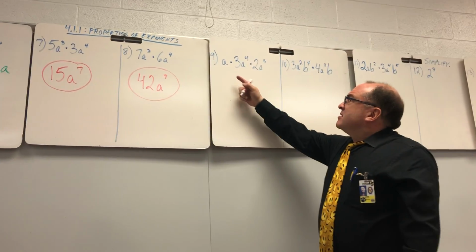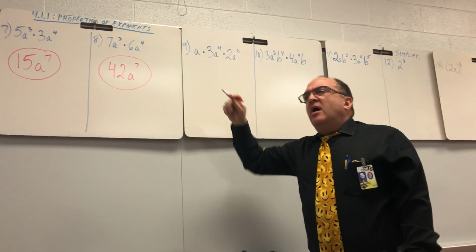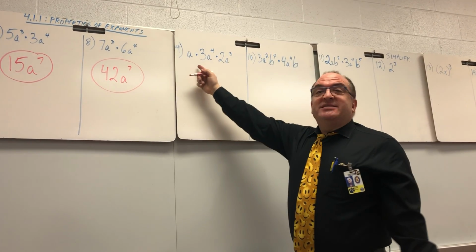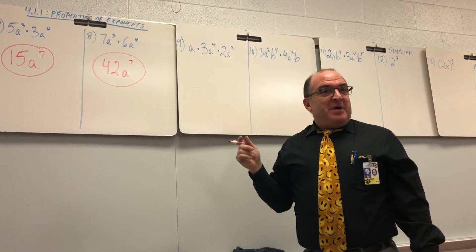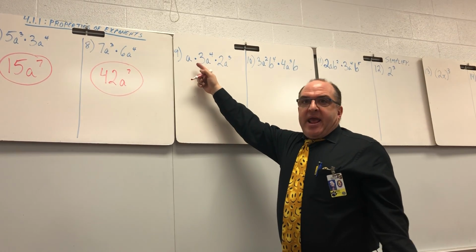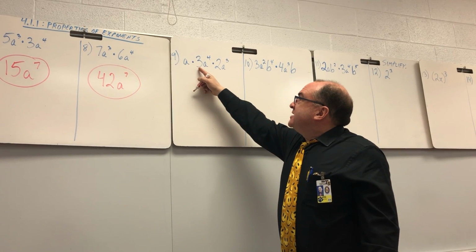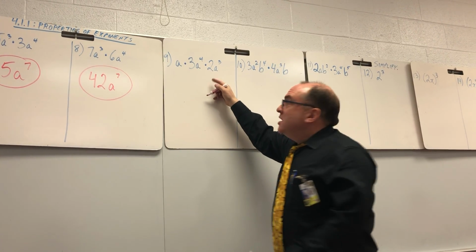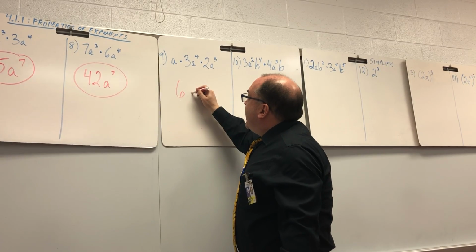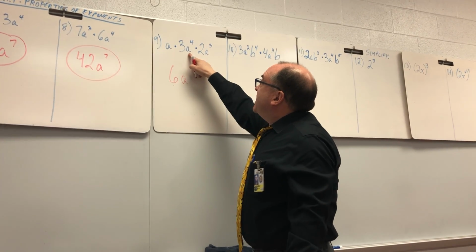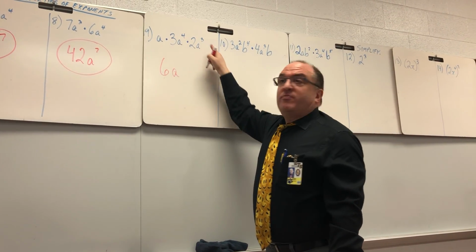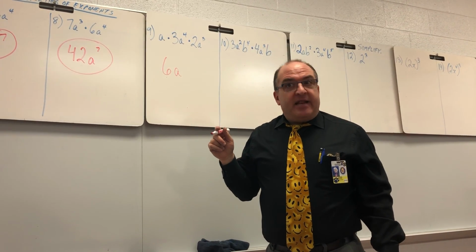What about here? A all by itself is a to the 1st power, right? Yeah. So 1a is just 1 times 3 times 2. 3 times 2 is 6, right? But a to the 1st times a to the 4th times a to the 3rd, isn't it 1 plus 4 plus 3, right? A to the 8th.